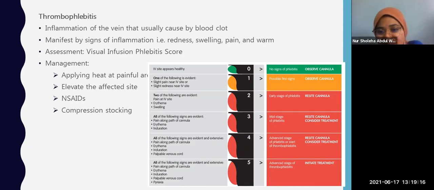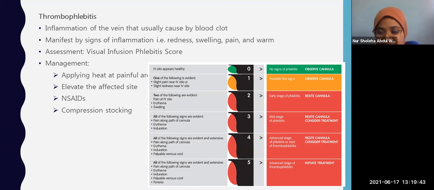Thrombophlebitis is the inflammation of the vein that is usually caused by a blood clot. It manifests with the signs of inflammation such as redness, swelling, pain, and warmth. We assess thrombophlebitis by using the Visual Infusion Phlebitis score, as in the picture attached in the slide.